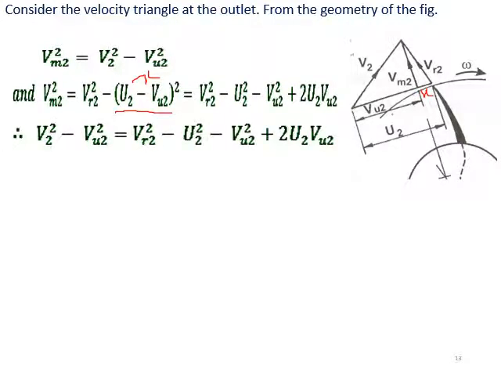So according to this, initially we obtain Vm2 square is equal to V2 square minus Vu2 square. The same thing is written over here, and that is equal to what? This expression: Vr2 square minus u2 square minus Vu2 square plus 2 u2 Vu2. So there is a next expression for Vm2 square.